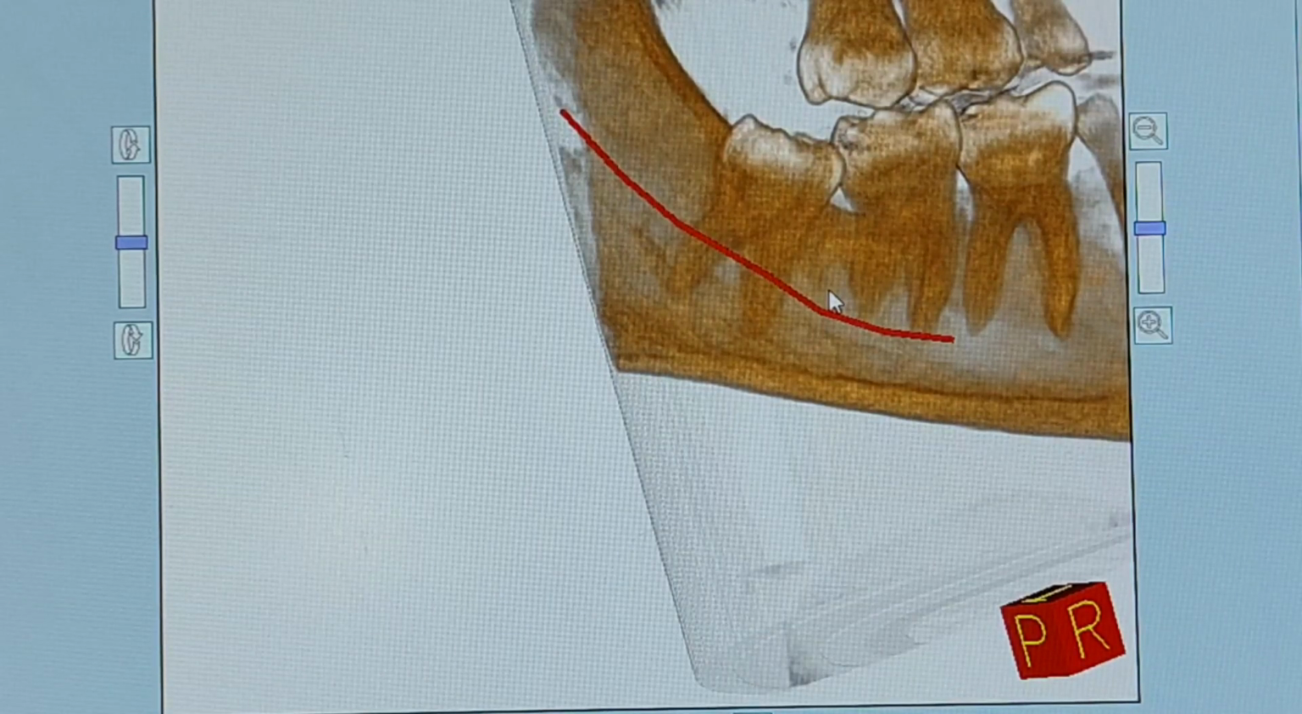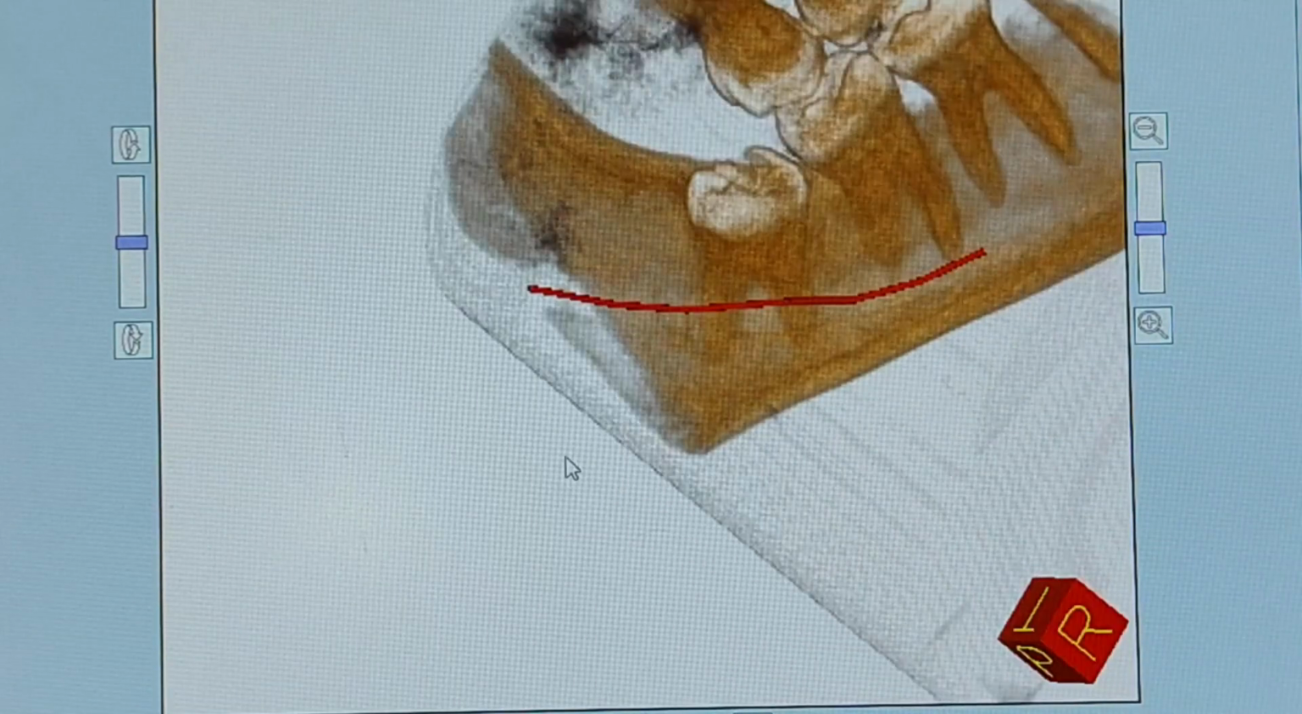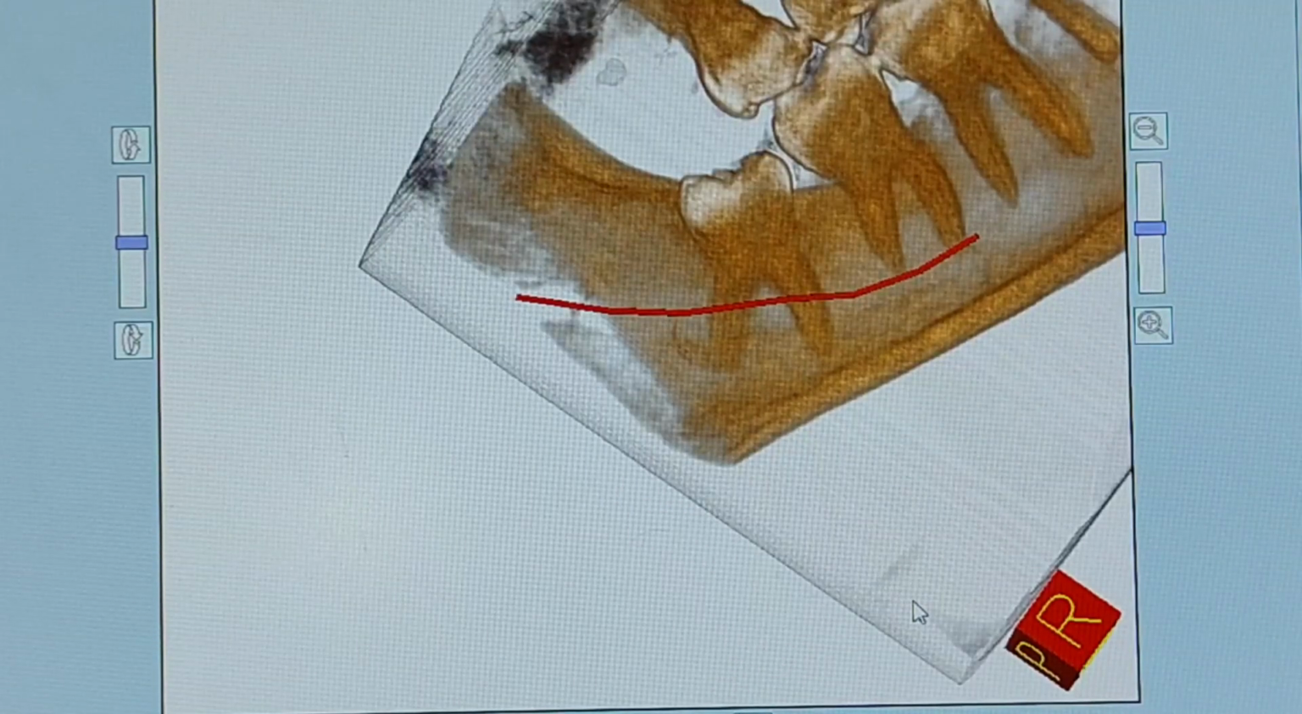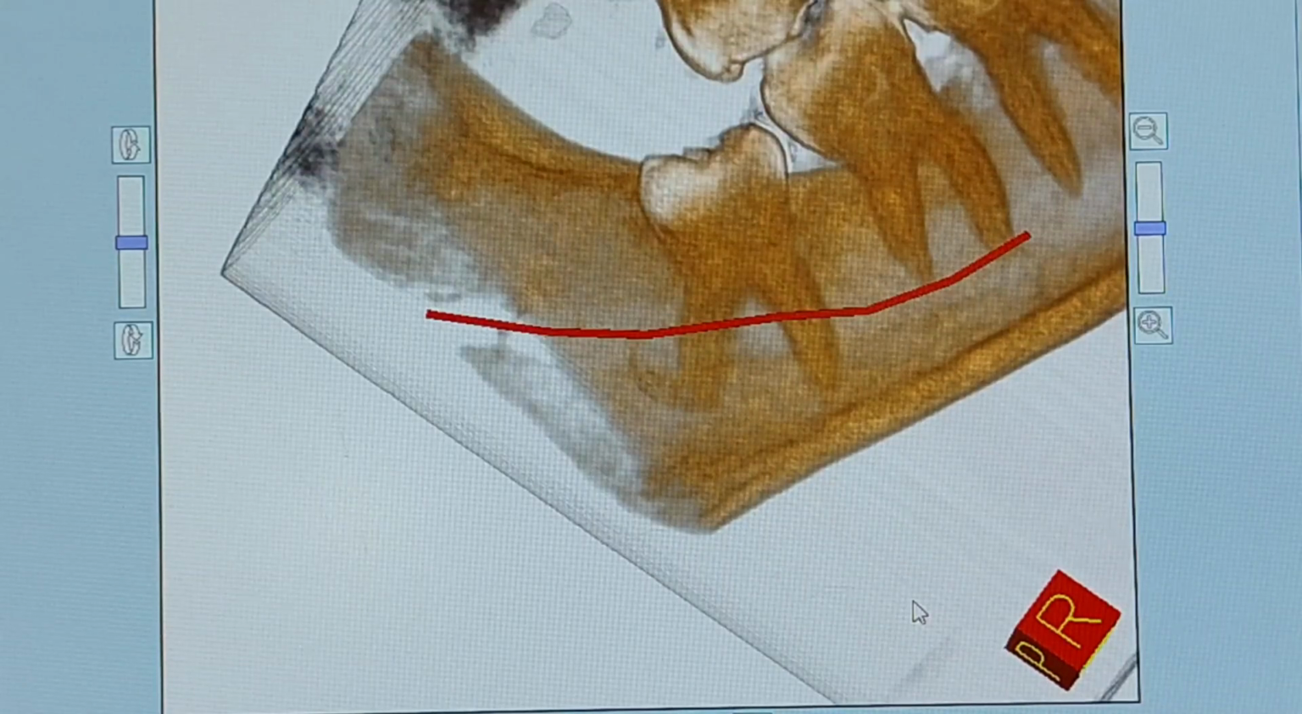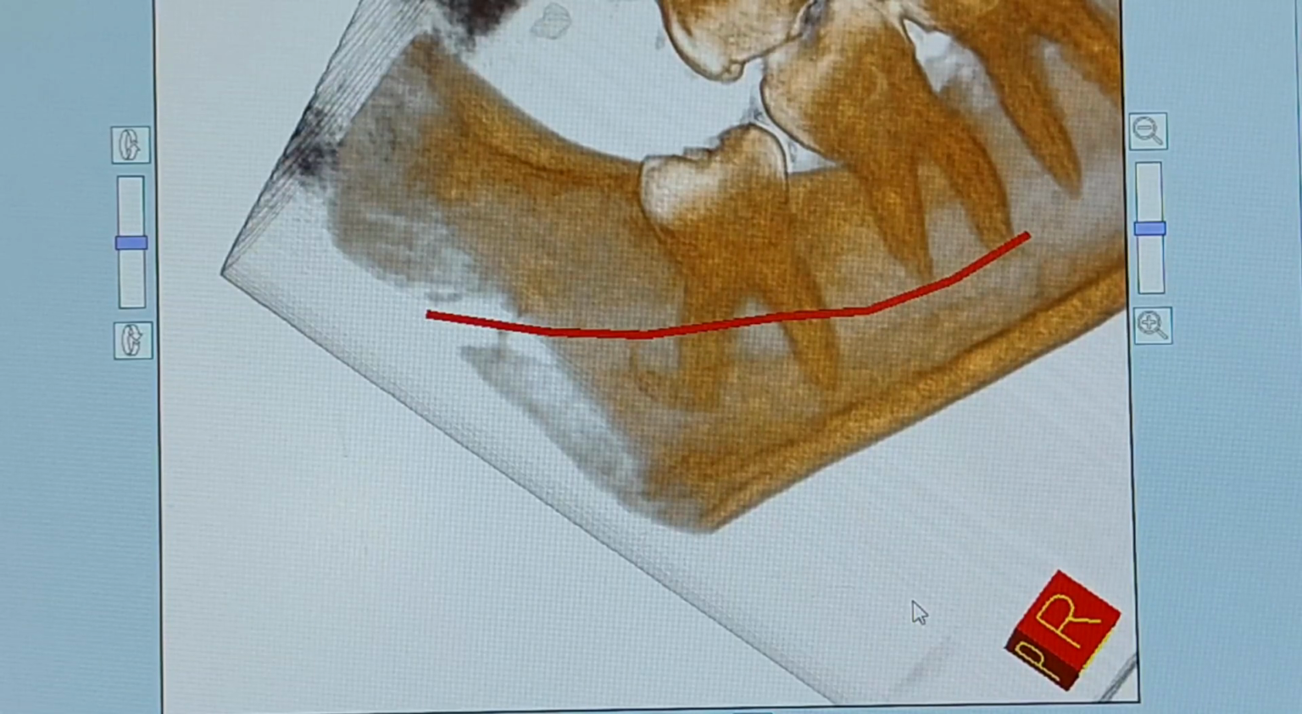And we also can explain these details to the patient, and we can also inform the patient that there is a possibility for nerve damage in this particular case after surgical removal of impacted third molar.